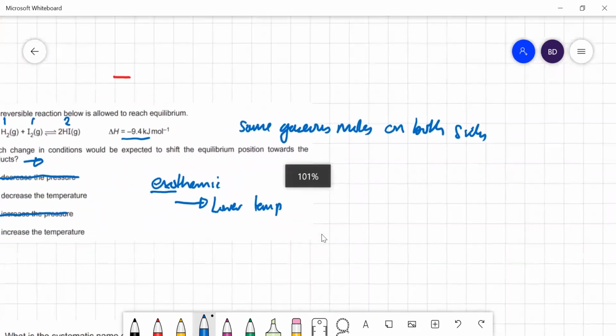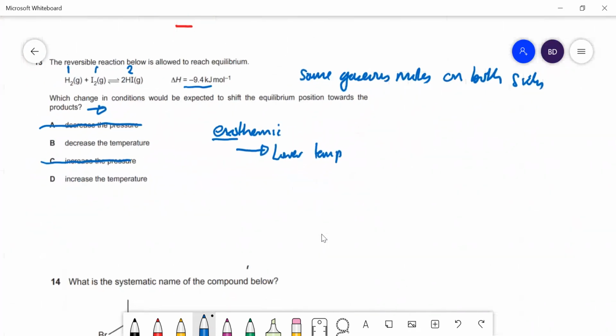My whiteboard has gone slightly crazy there. Sorry about that. Okay, right.